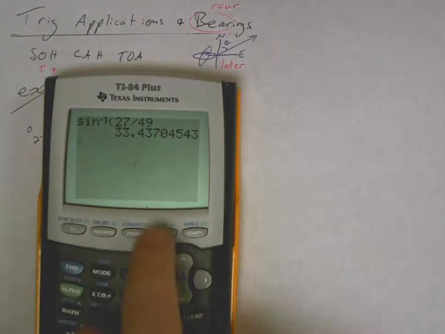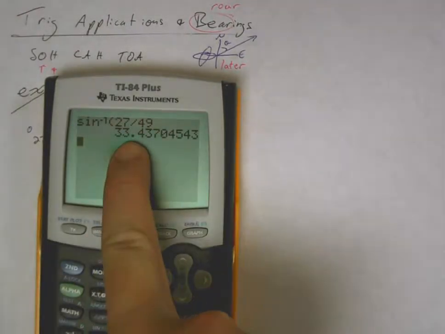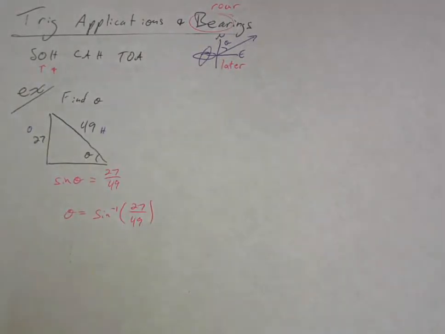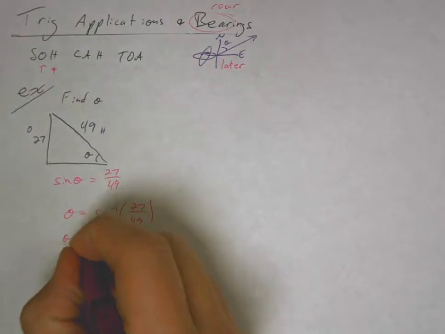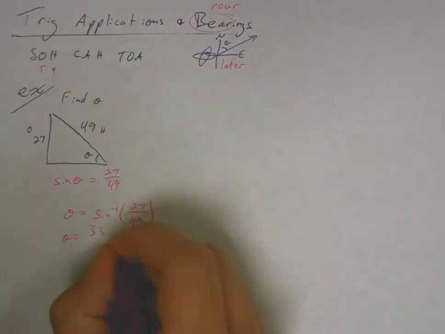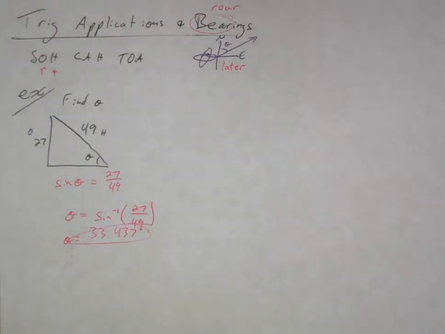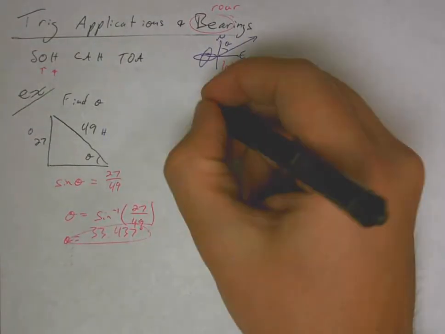You can go to mode and change to degrees. That will give you your answer in degrees. If you are not in degrees, it will give you an answer in radians. So make sure you are in degrees. Then we would just copy our answer. Theta is 33.437 degrees. Okay, one more.